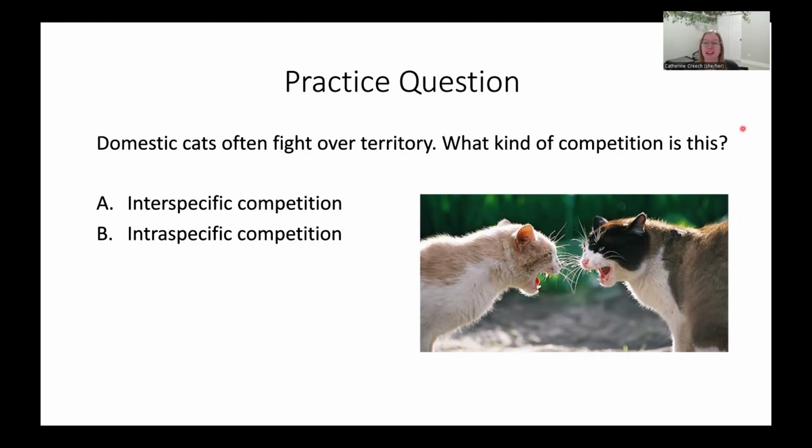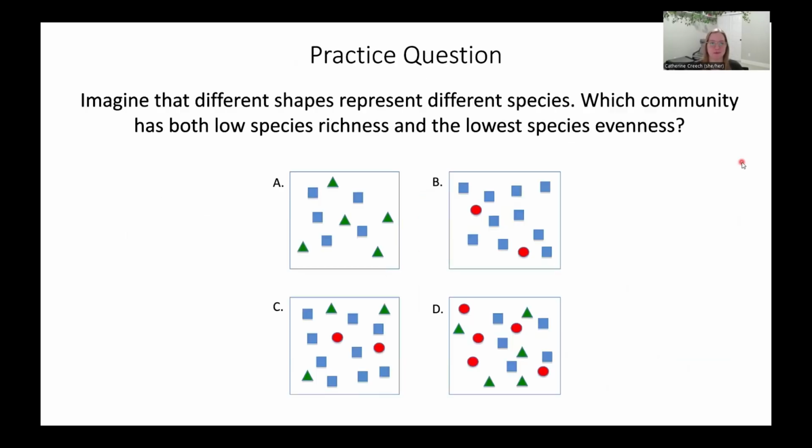Domestic cats often fight over territory. What kind of competition is this? It's within one species, so it's intra-specific competition.